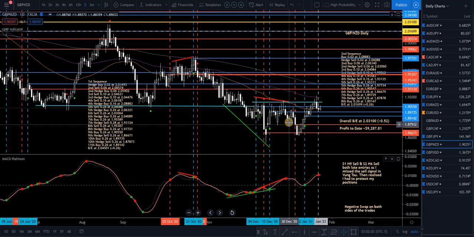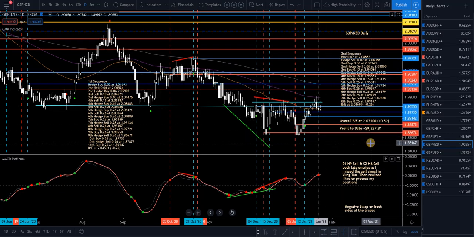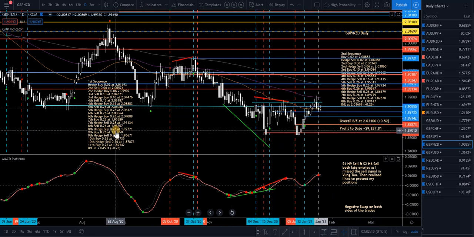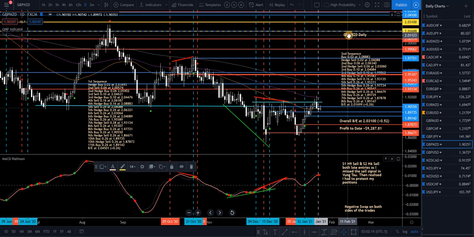The good thing is, there is a good thing, I'll find it somewhere, there it is. Profit to date, $9,200. So I'm making plenty of money on this pair. I've just got to try and get out of these sequences. Overall break even is this yellow solid line. It's a long way away. Don't worry about it too much, because I'm quite happy to take a bit of a hit on this.